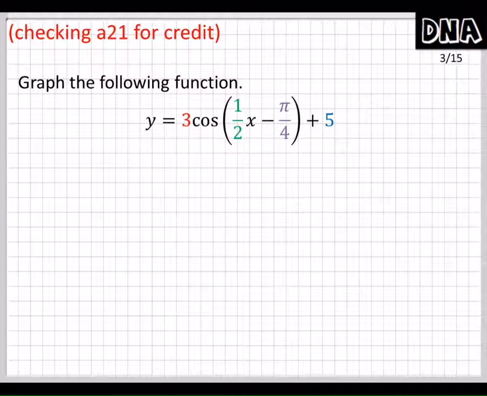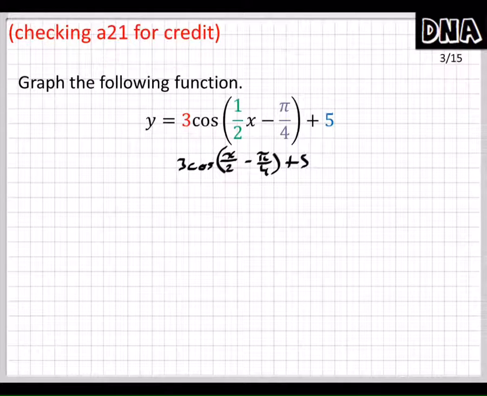What I should have done is put that x on top of the 2 to write it like you might see it in a textbook. It would look like this: 3 cosine, or you might see it somewhere else, I suppose, x over 2 minus, excuse me, minus pi over 4 plus 5.